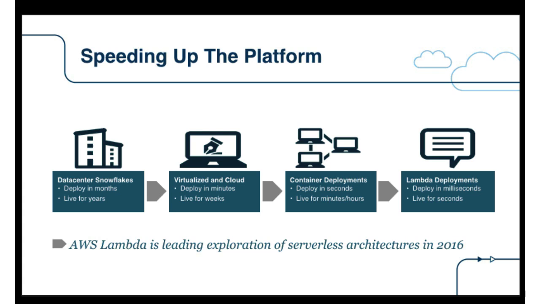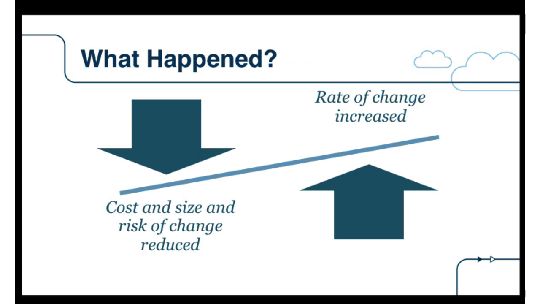And that's the underlying technology which has led us to wanting to deploy things really, really quickly. Because every time we manage to decrease the cost and the size and the risk of change, we're able to increase the rate of change. These two things work together. So we're able to be faster at deploying things and lower risk, because each time we're deploying smaller and smaller pieces.